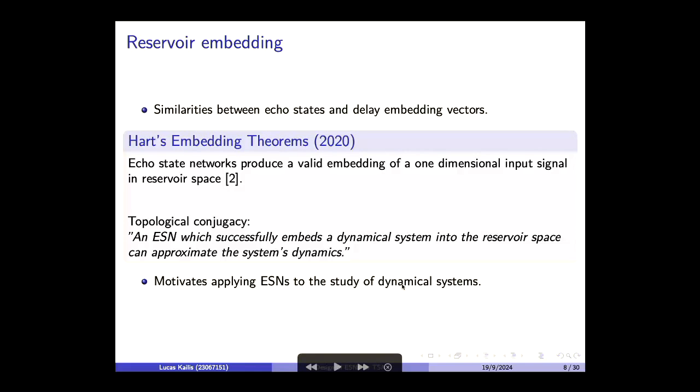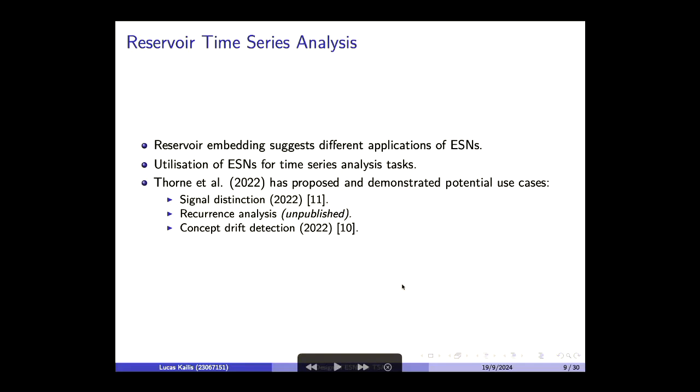That was proven by Allen Hart in 2020, and he showed firstly that echo-state networks in fact produce an embedding, and that embedding is topologically conjugate to the dynamical system, which allows us to use it for dynamical systems analysis. That leads to reservoir time series analysis, which is the use of the echo-state network for that purpose. And Braden here at UWA has published his PhD on this, and he has introduced a few tasks.